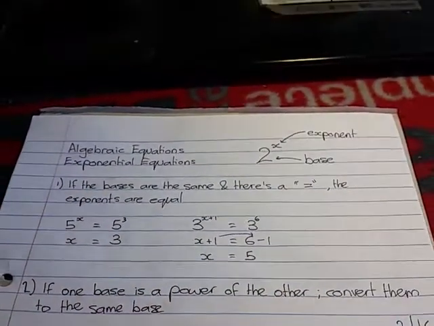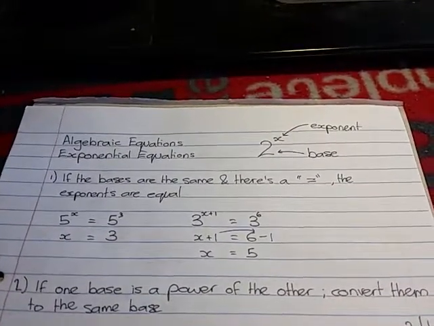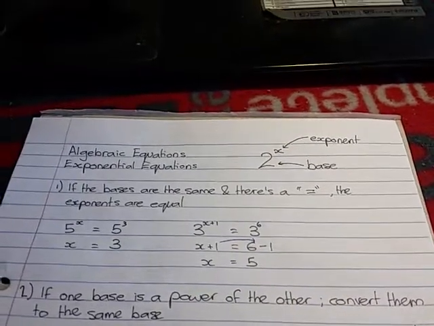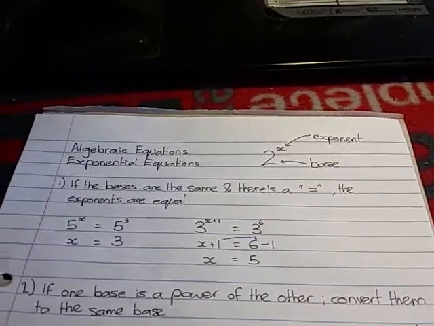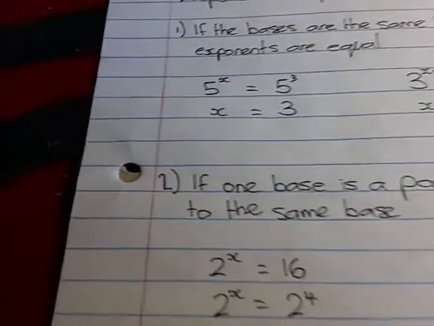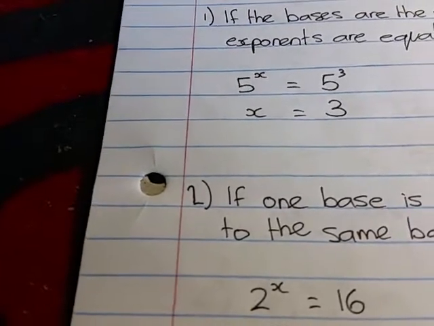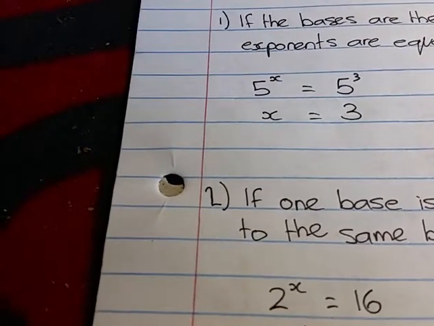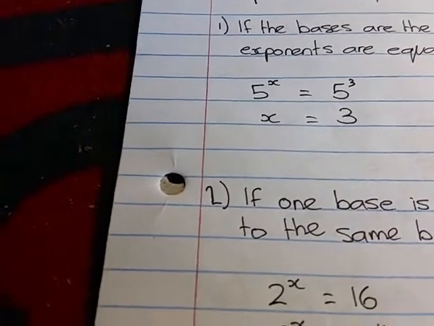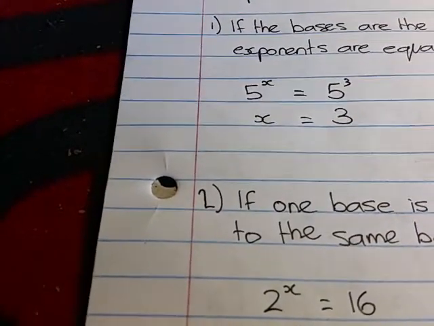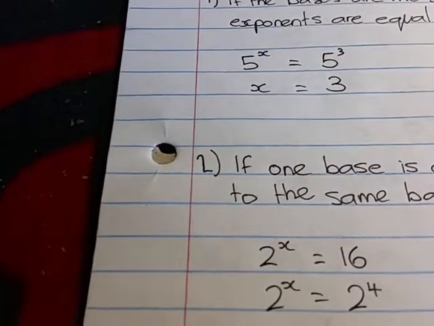Now, the next type, or the next piece of advice: if one of the bases is not the same as the other, but it is otherwise a power of the other, then you convert them to the same base. So an example is 2 to the power of x equals 16. They are unfortunately not the same base, because 2 is not the same base as 16. However, there is something we do know. 16 can be written as a power of 2. In case you're not sure, 16 can be rewritten as 2 to the power of 4.